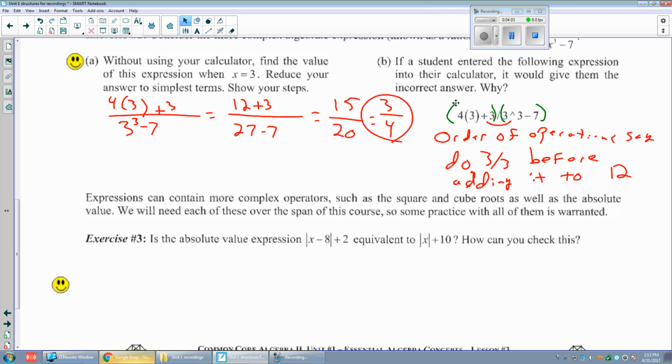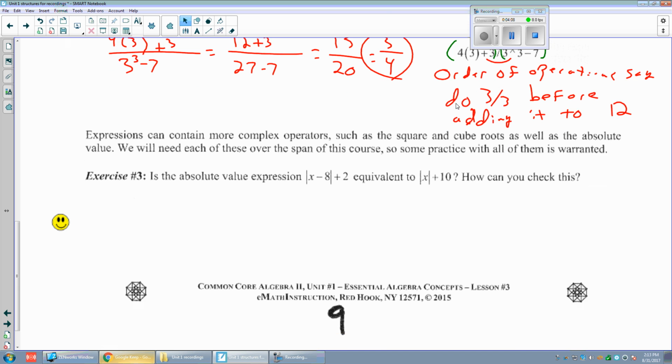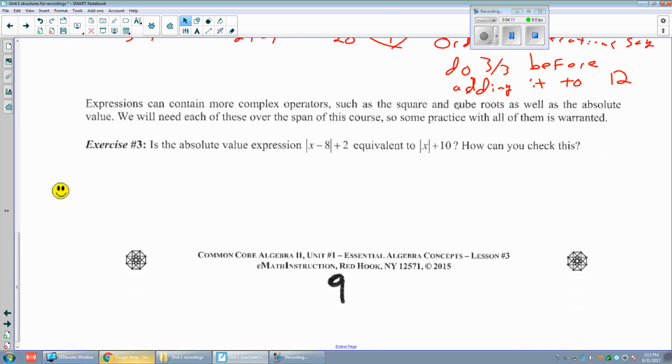Okay. Expressions can contain more complex operations such as the square root, cubed root, squaring, cubing, 10th power, 100th power, as well as the absolute values. We'll need to take a look at each one of these at different times so we can do some practice. So let's take a look at the absolute value of the expression. Oh, yes, those vertical bars mean absolute value. The absolute value of x minus 8, long pause, plus 2, is equivalent to the absolute value of x plus 10, long pause, because that tells you when I'm stopping the absolute value.